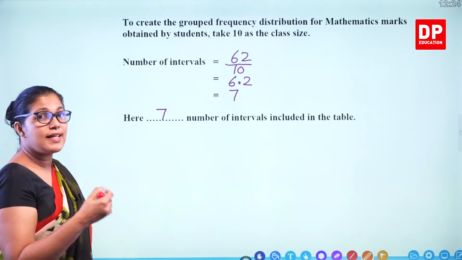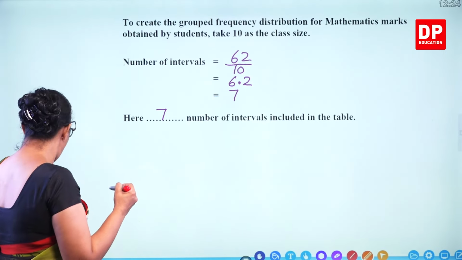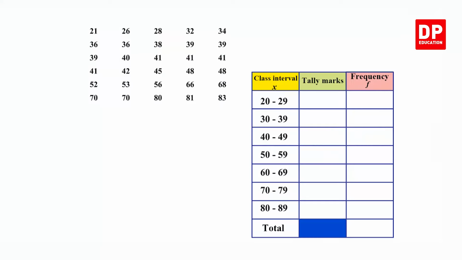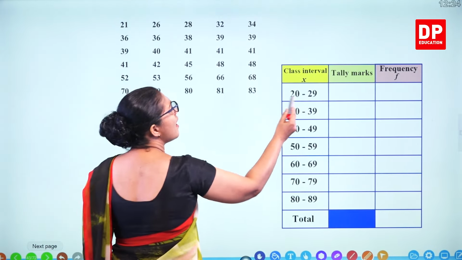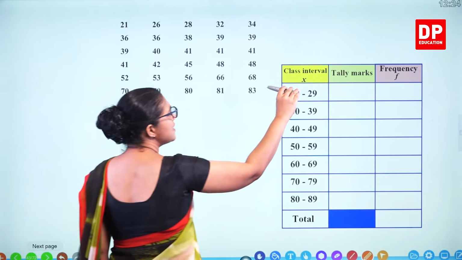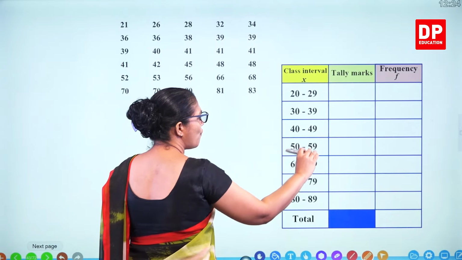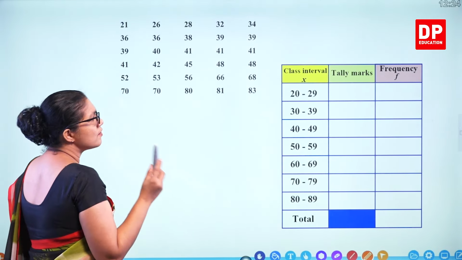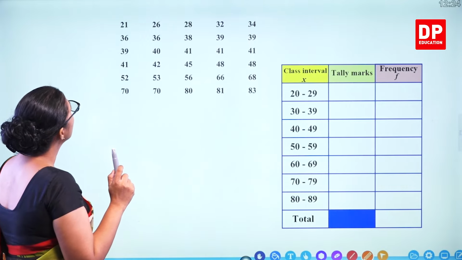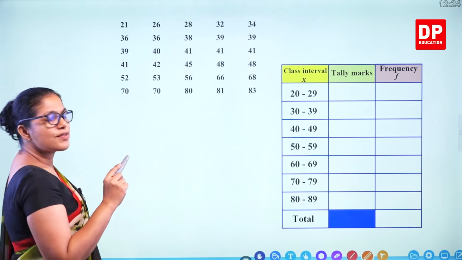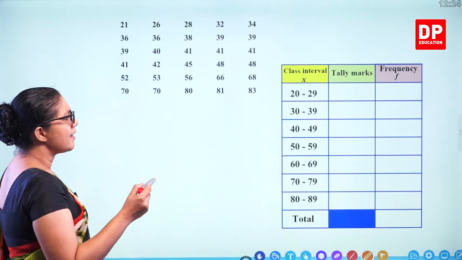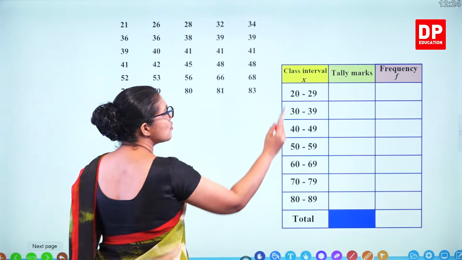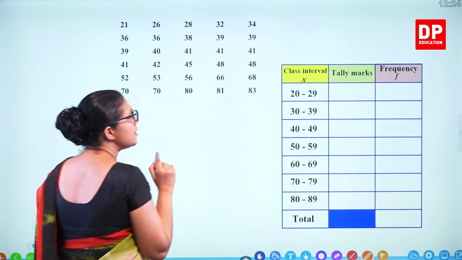So how do you create those 7 intervals? We can start from the lowest number. So this is the data set. We need 7 intervals: 1, 2, 3, 4, 5, 6, 7. The lowest number is 21, so you can start from 20. So 20 to 29, 30 to 39, and likewise, these are the intervals. So this is the lower limit and the upper limit 29.